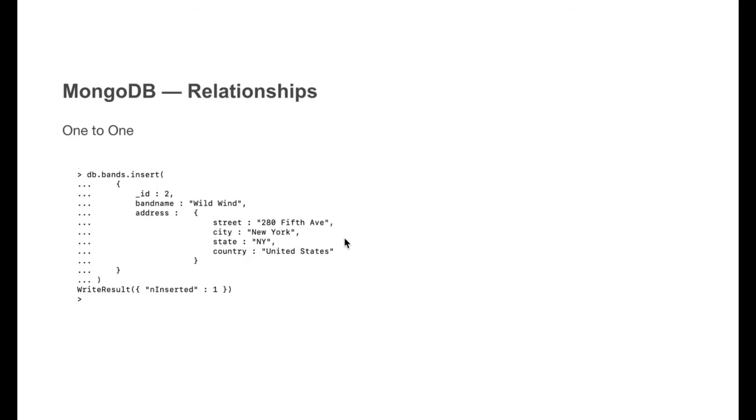I would like you to create this, and this will be an example of a one-to-one relationship. This band, the Wild Wind, has one address, and let's say, for example, only this band will be able to use this address. This address only belongs to this band. Maybe they purchased that location and they plan to create all of their music and everything else out of that specific location. It belongs to them. This is a one-to-one relationship.